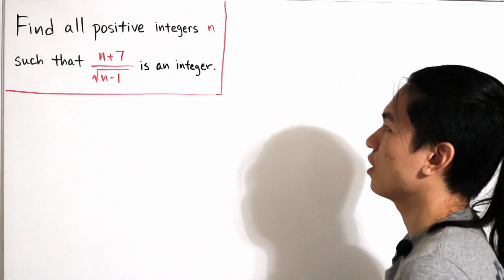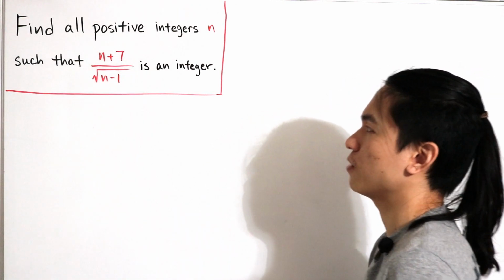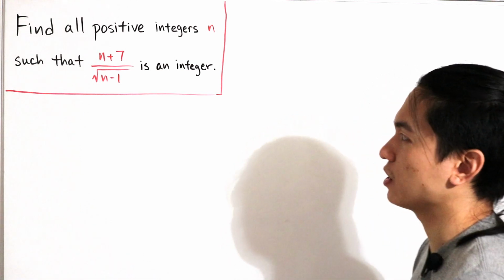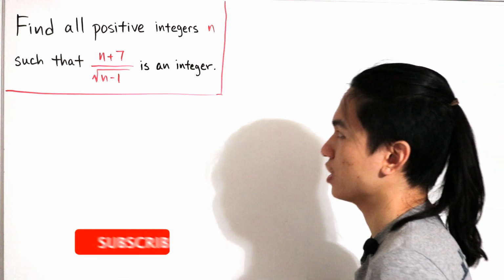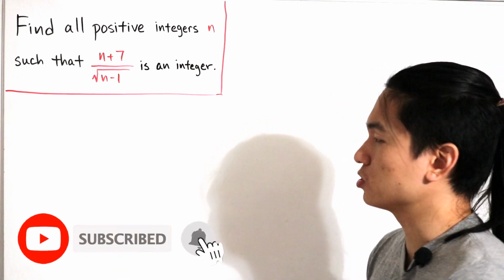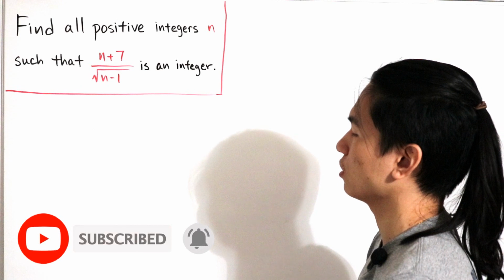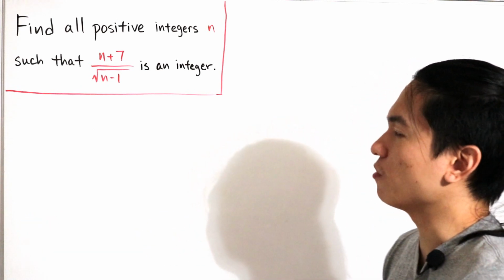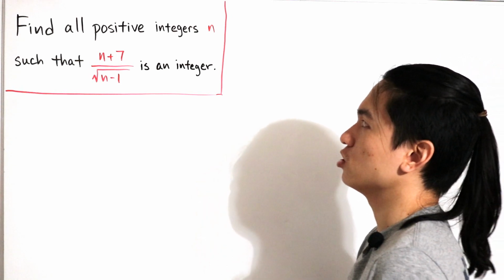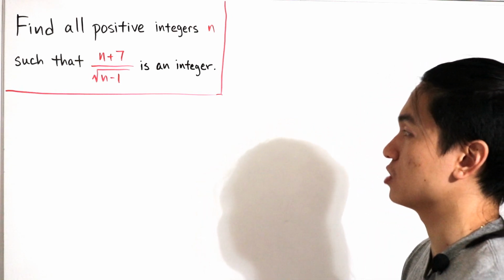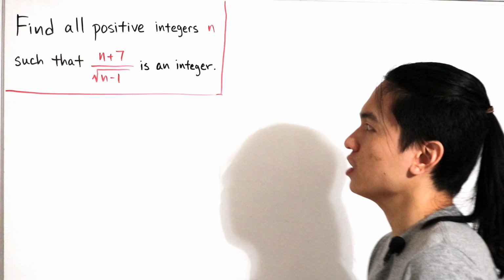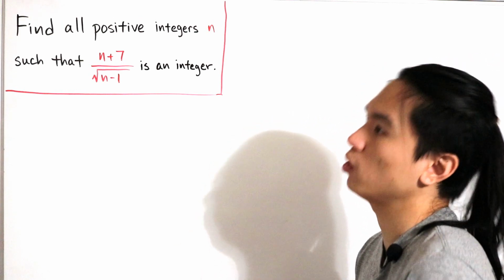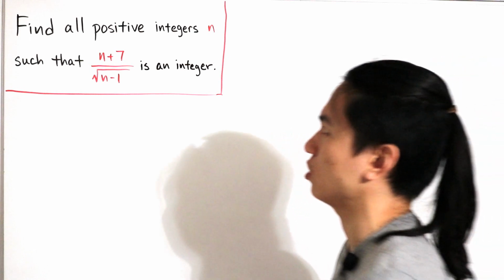Here today we have a little number theory problem: find all positive integers n such that (n + 7) divided by the square root of (n - 1) is an integer. I'm just going to digress into the main subject for a second and talk about the numerator, for example. If we were to say that n + 7 is an integer and we want to find all positive integers n that satisfy that statement, obviously all positive integers n would work.